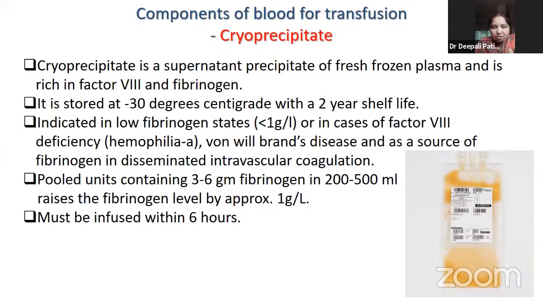disseminated intravascular coagulation. This cryoprecipitate is indicated in low fibrinogen states or in cases of factor VIII deficiency, that is hemophilia A, von Willebrand's disease, and as a source of fibrinogen in disseminated intravascular coagulation. Pooled units containing 3 to 6 gram fibrinogen in 200 to 500 ml raises the fibrinogen level by approximately 1 gram per liter. It must be infused within 6 hours.